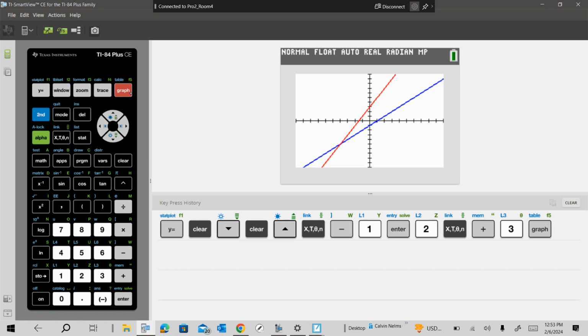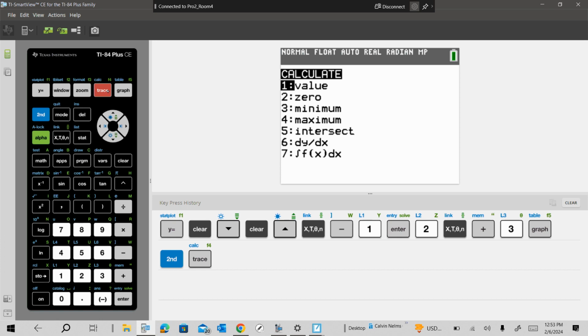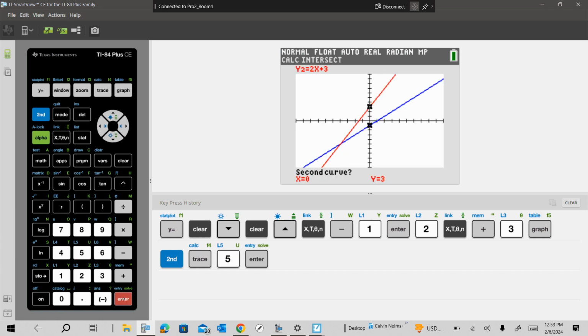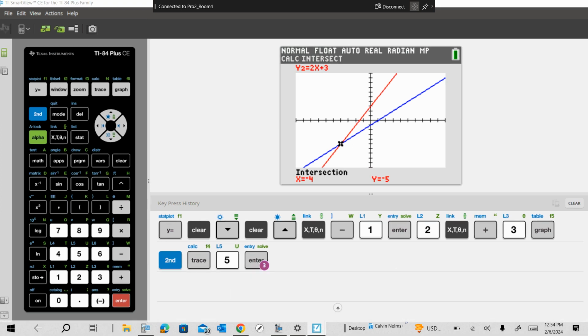You see an intersection. Do y'all remember what to click to get to the solution? On your calculator, second trace, you might want to practice this now. Second trace, 5, enter 3 times. And you should see the word intersection, and then there's your answer. So -4, -5. So you can use your graphing calculator to solve it. Just put GC as your proof and your evidence.